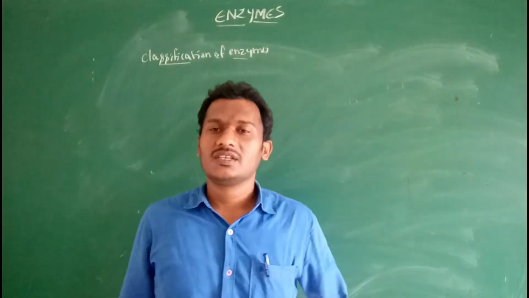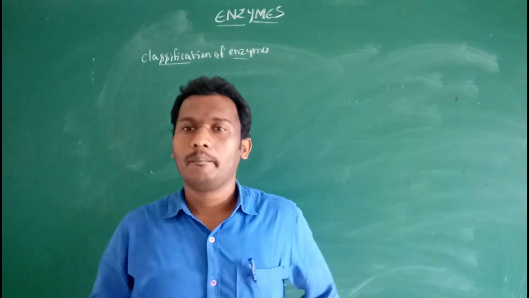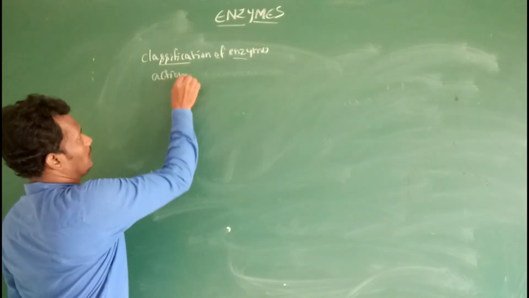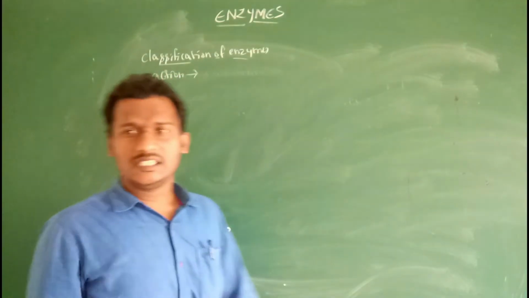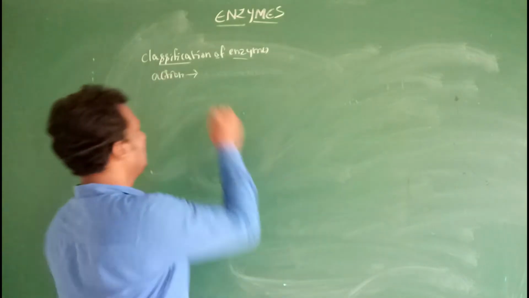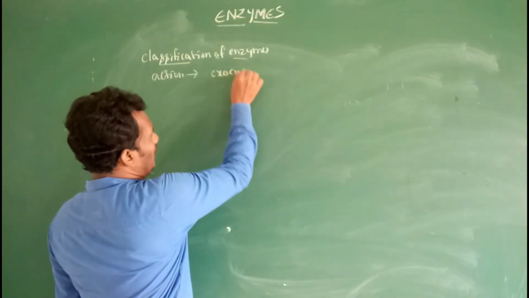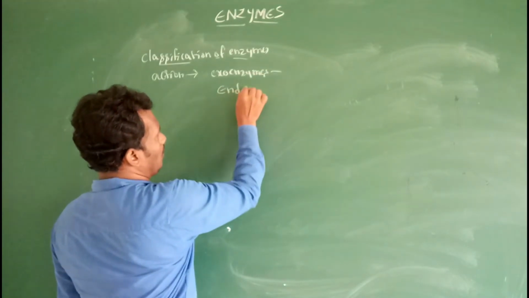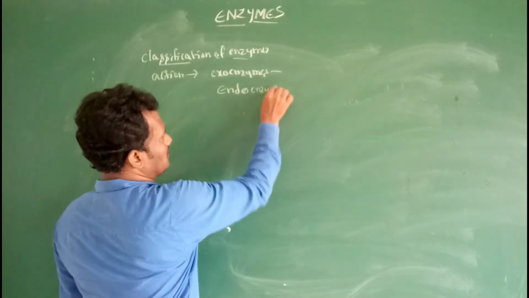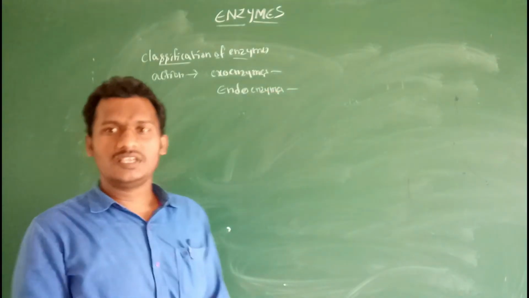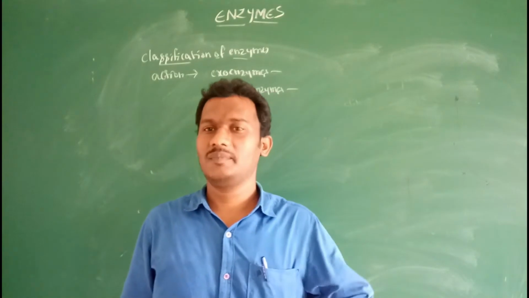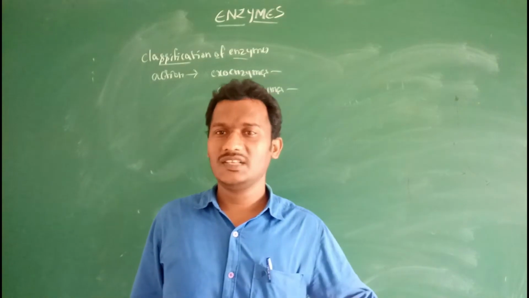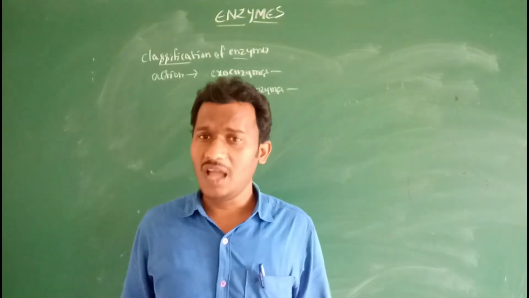Classification of enzymes. Based on action, enzymes are classified into two types: exo enzymes and endo enzymes. Generally, enzymes are organic substances, proteinaceous substances. All enzymes are proteins, but all proteins are not enzymes.